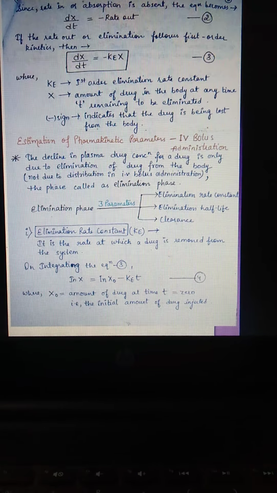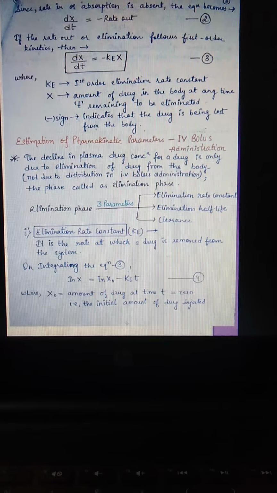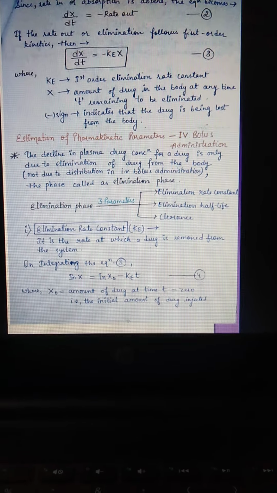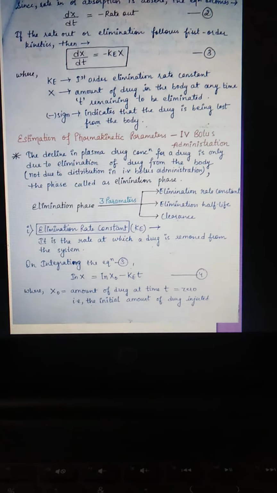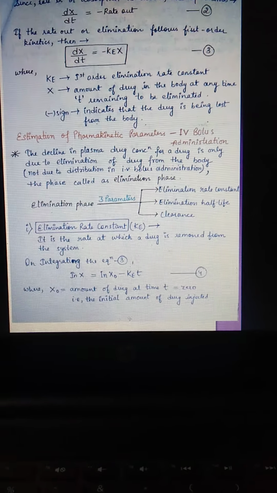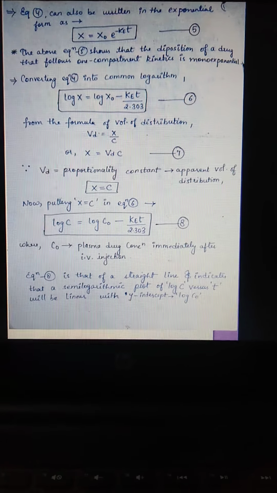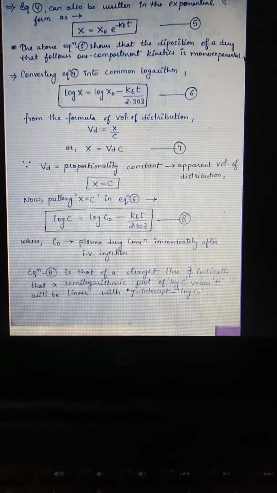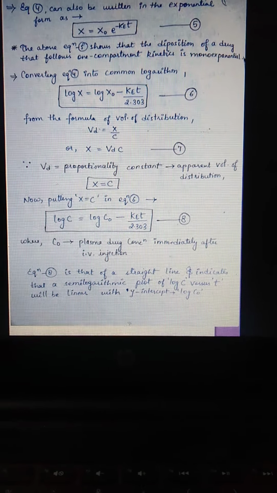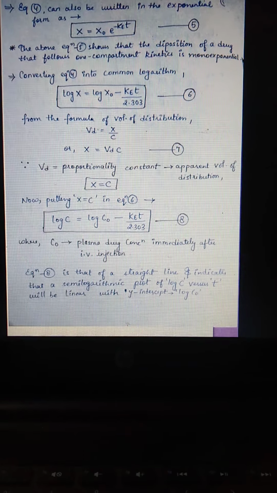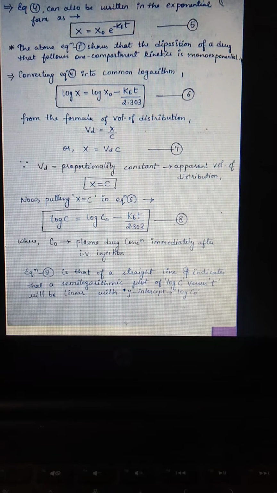Elimination rate constant: we have integrated equation number 3, and in integrated form it is X is equal to X naught minus Ke t, where X naught is the amount of drug at time t0. That equation can be rewritten in the exponential form, that is X is equal to X naught e to the power minus Ke t, and we convert this equation into logarithm form. We got equation number 6.